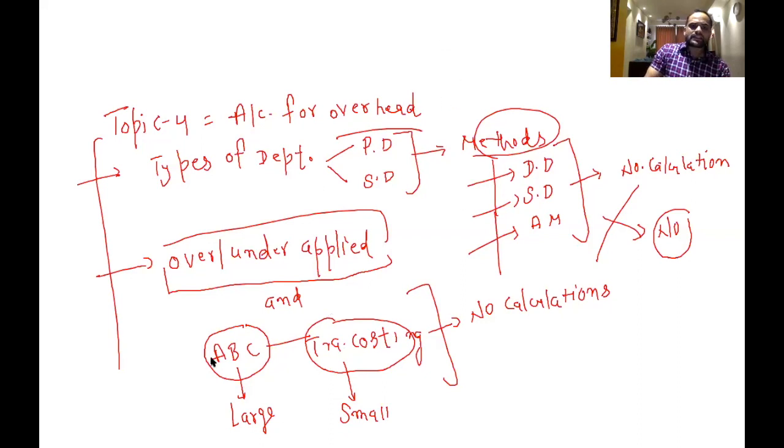The reason is that ABC costing is more time consuming, right? It's a more time consuming method compared to traditional costing because it's more complicated. And this time consuming is associated with cost, because more time consuming leads to more cost.